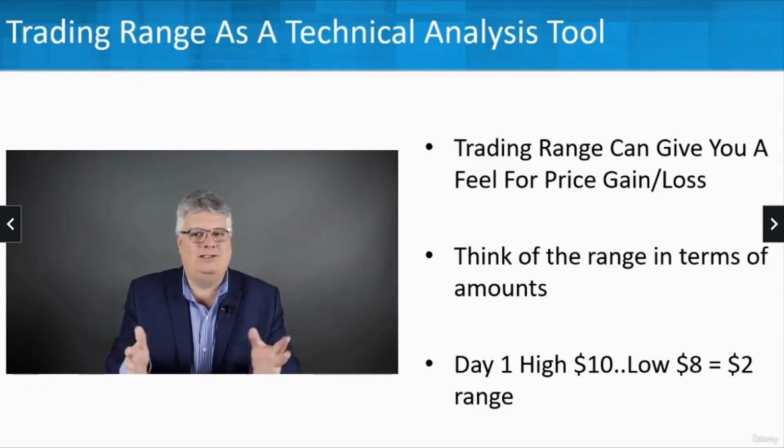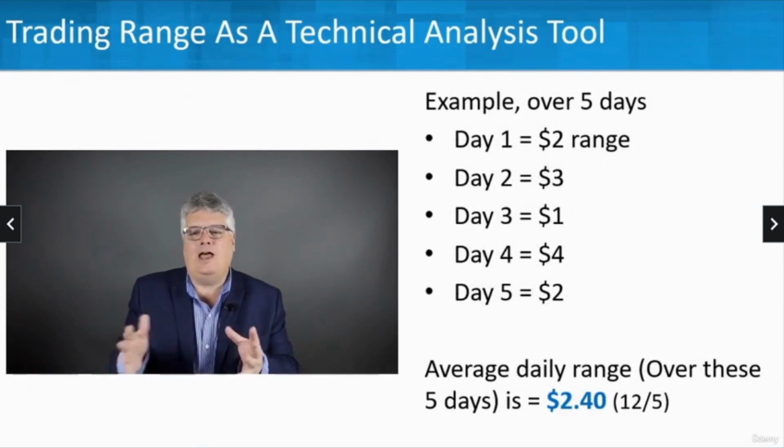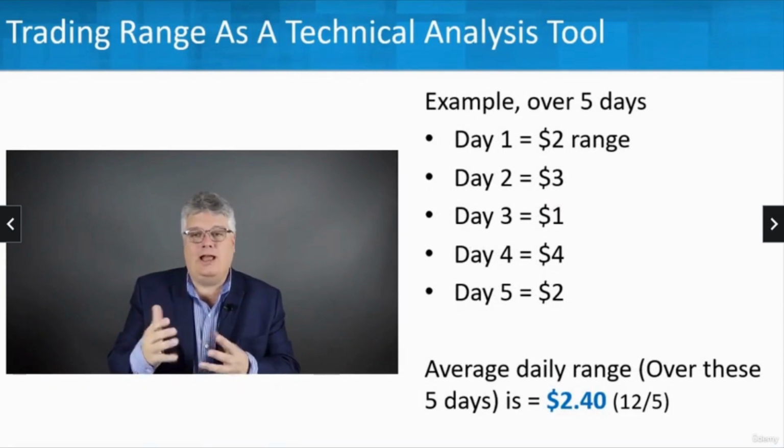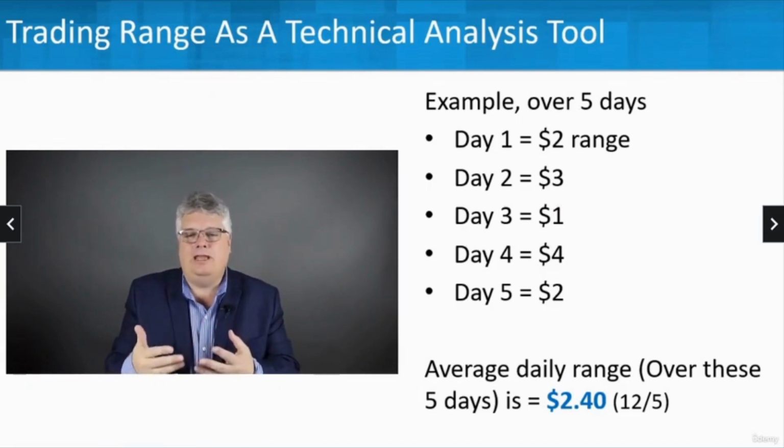10 minus 8, for example, very simple. So that will give you an idea of potential profit around there. So if we look at this, an example even closer, let's say over 5 days, you have these different price trading ranges. Now, these are not the actual prices. This is the range. Like the previous example showed us, we had a $2 range. Maybe day 2 was $3, and then $1 and $4 and $2.